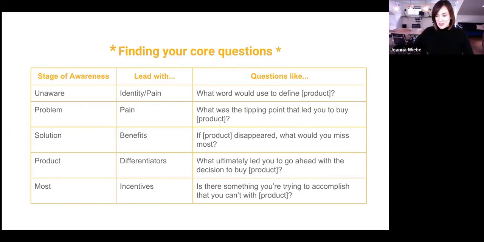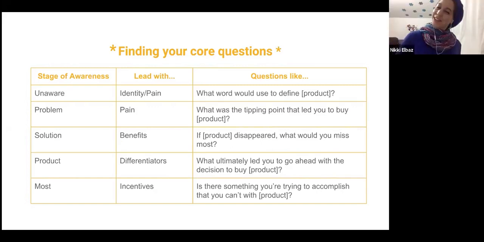Sonia also mentioned in chat, as she was reading through it, that a problem question seems to be about the customer, or you'd at least phrase it like it's about the customer, versus the product question being more about the product. Like what about the product ultimately led you to go ahead with the decision to buy, versus what other things. Okay, cool. Thank you for clarifying.